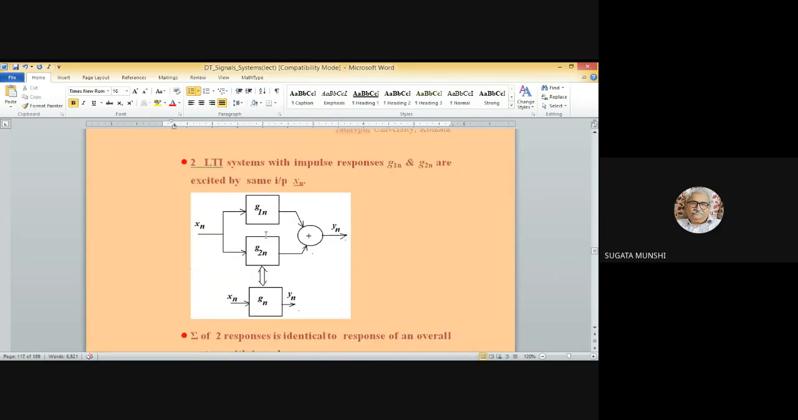All right. The output of this system G1n, you may write here that it's y1n and this is y2n. So this parallel combination has an impulse response Gn, which is the sum of G1n with G2n. Gn is G1n plus G2n.